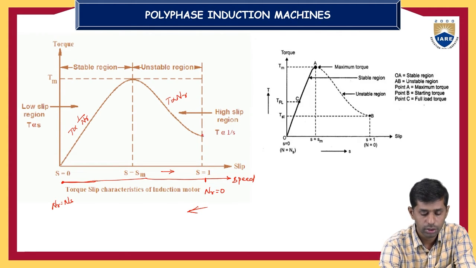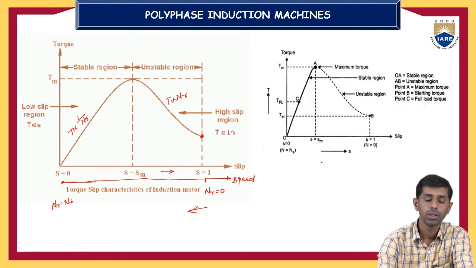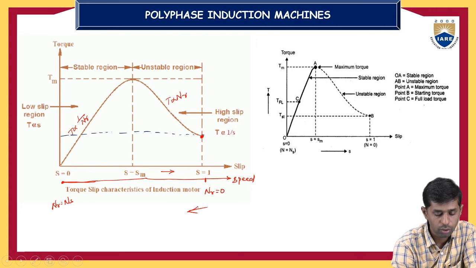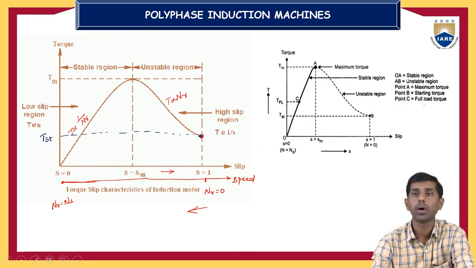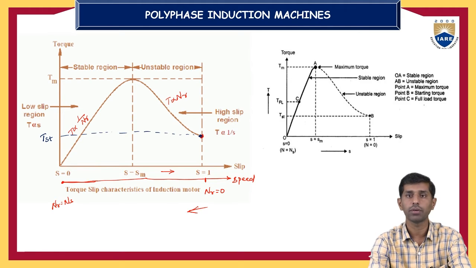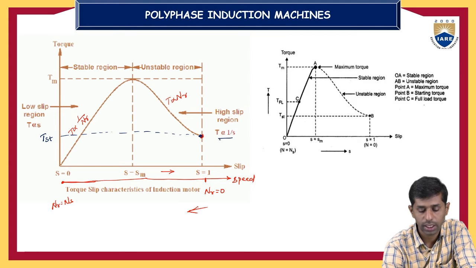So at starting, this is a point where your torque slip characteristics will start. This point, represented on the y-axis, is called the starting torque, TST. The amount of torque required to rotate the rotor against the gravitational forces as well as the friction and windage losses is called starting torque, and it is inversely proportional to S in a high slip region.